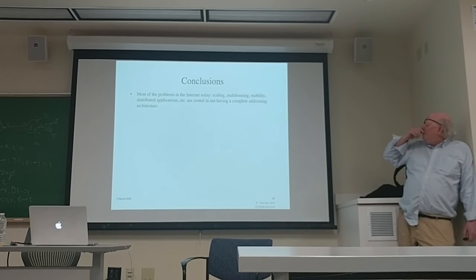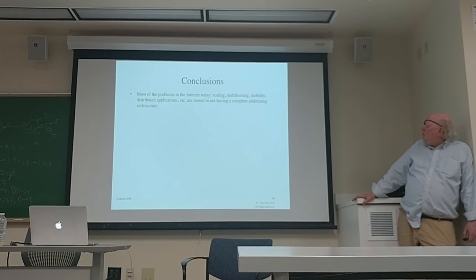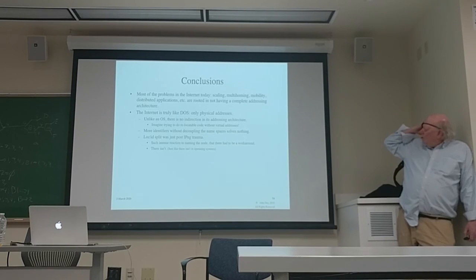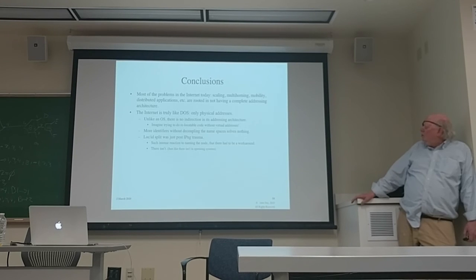So most of the problems in the internet today, scaling, multi-homing, mobility, distributed applications, are rooted in not having a complete addressing architecture. Unlike an OS, there's no indirection in its addressing architecture. Imagine trying to relocate code without virtual addresses. More identifiers without decoupling namespaces solves nothing. Loc/ID split was just post-IPNG trauma. And now Ms. McCabe wishes she'd fixed that problem in the 70s. But she didn't do it, and now it's too late.